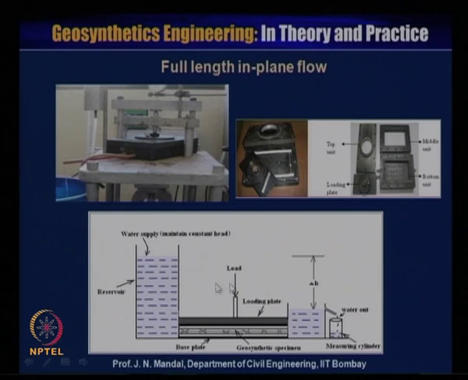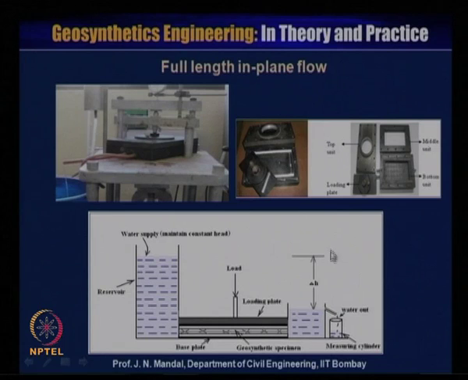That means you can see here a schematic diagram. This is the geosynthetic material and this is the base plate, and the top also has a base plate or an impermeable material. The loading is applied on the top, and water is supplied at a constant head from this reservoir. This water passes along the plane of the geosynthetic material, and then you collect the water in a measuring cylinder. So, water is out from here.